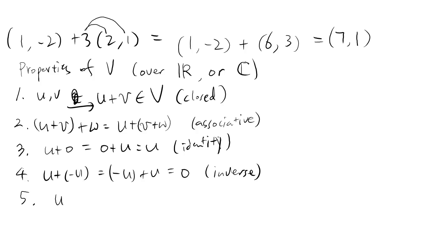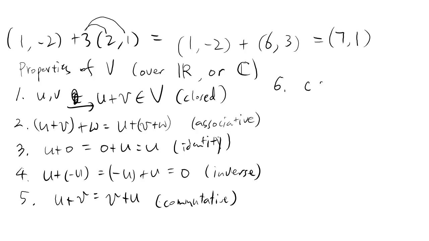And then there's an additional requirement that it has to be commutative. And if that's also true, then you call this thing a commutative group. So a vector space is an example of a commutative group if you only consider its addition operator. But we also have the scalar multiplication, right? So let's talk about what happens to scalar multiplication.